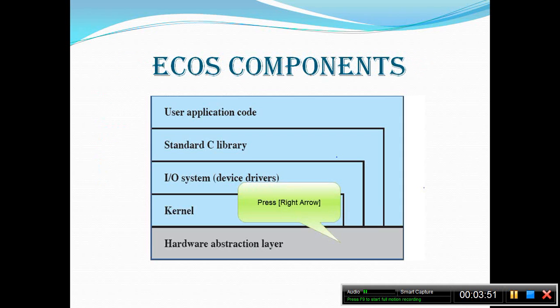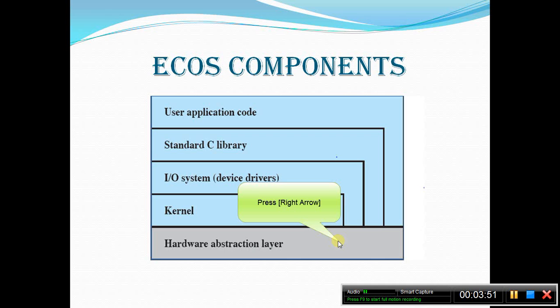So next, let us see the components of eCos. These are the components of eCos: user application code, standard C library, I/O system, also known as device drivers, kernel and hardware abstraction layer. So let us see the first, the hardware abstraction layer. It is also known as HAL. It is at the bottom in the architecture.